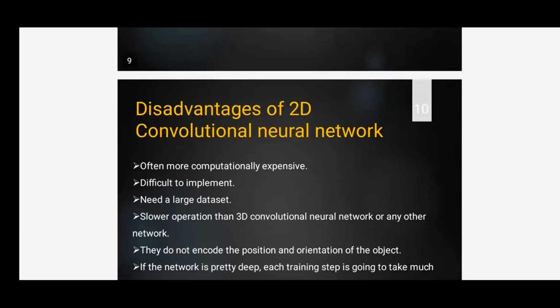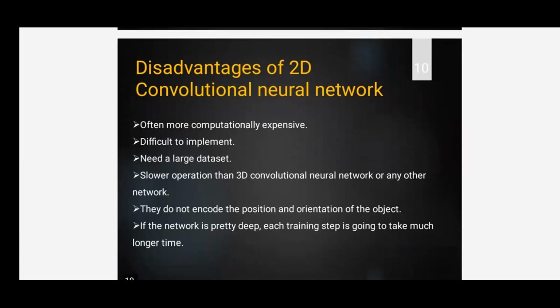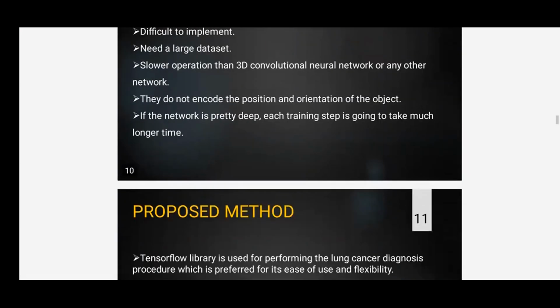The main disadvantages of 2D convolutional neural network are that it is difficult to implement, it needs a large dataset for the implementation, and it is slower when compared to 3D convolutional neural network. They do not encode the position and orientation of the object. If the network is pretty deep, each training step is going to take much longer.